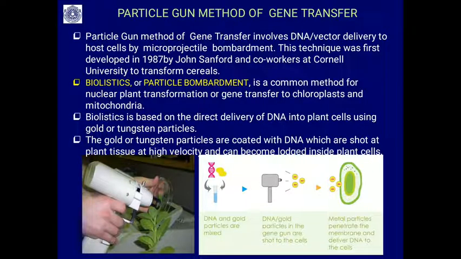This is exactly like a gun, like a normal gun or pistol. Similarly, here it is not loaded with a bullet; instead it is loaded with DNA carrying particles. The particles are made out of gold or tungsten. These metal particles are of nano size. You have to imagine the DNA is 2 nanometers in width, so similarly this particle is also on a nanoscale.